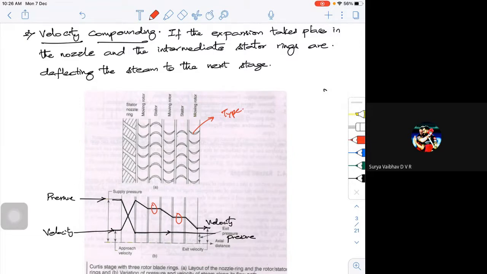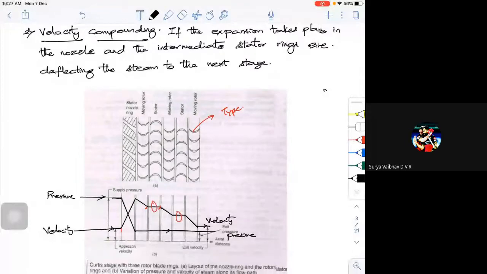Say I am entering at some 20 meters per second. I will go to around 400 meters per second, then expand in the first stage of the rotor to maybe around 300 meters per second. It remains 300 meters per second in this intermediate stator: it enters at 300 meters per second and exits at 300 meters per second. There will be a slight drop because of the loss. But if the velocity is almost the same in the intermediate stator rings, they only deflect the fluid to the next stage. If such things happen, those are called velocity compounding.